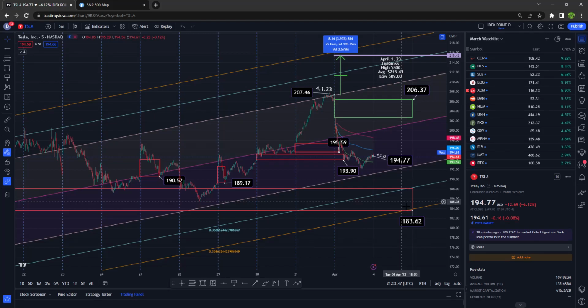This is a look at Tesla on the 5-minute time frame. I'm going to show you the channel we are in for Tuesday. We ended the day at $194.77, down just over 6%. To the north side from where we are takes us to VWAP. That's the blue line right there at 196.